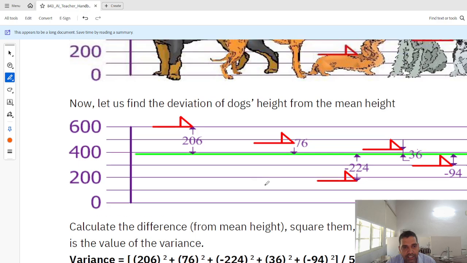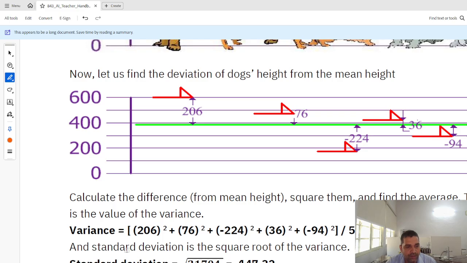Now do the square of this data. Calculate the difference from the mean height, square them, and find the average. So this 206 is squared. Find the square of each difference, add them, and divide by the number of data points. When we added all these squares of the differences, we got 1,08,520, and divided by 5, the number is 21,704. So this is the variance. The standard deviation is the square root of the variance. When we find the square root of this variance, we get the standard deviation.